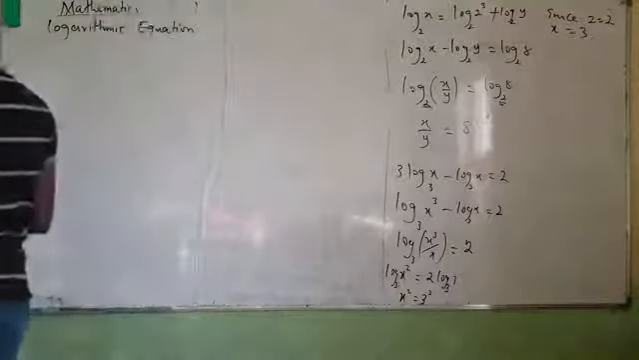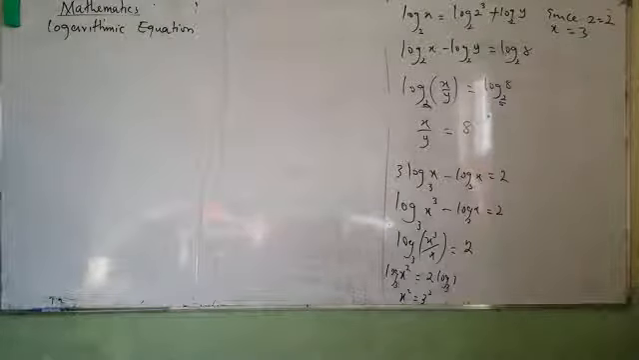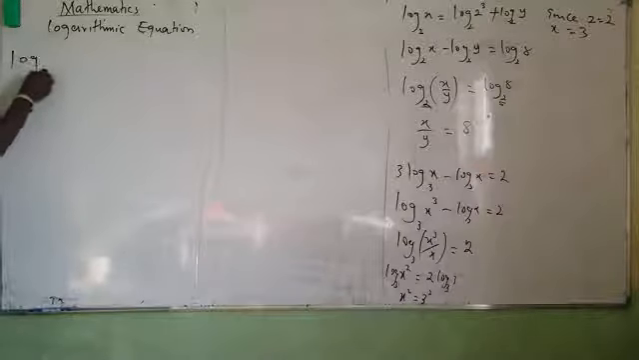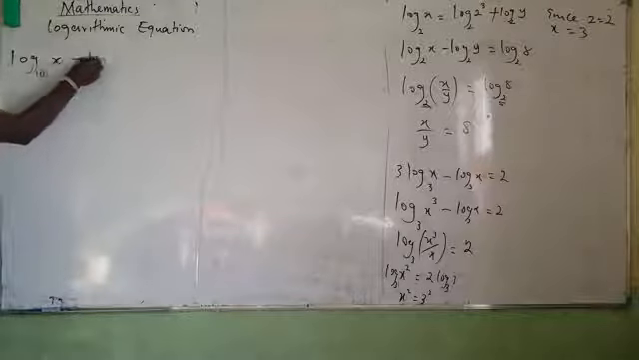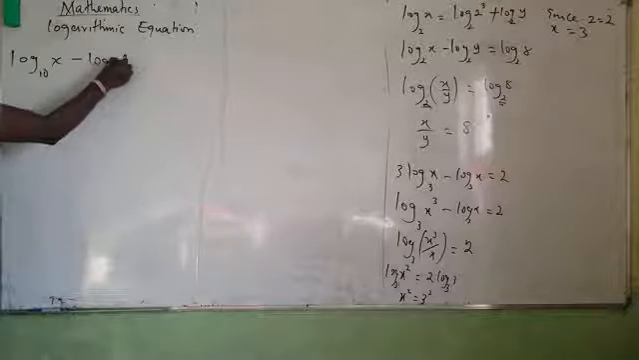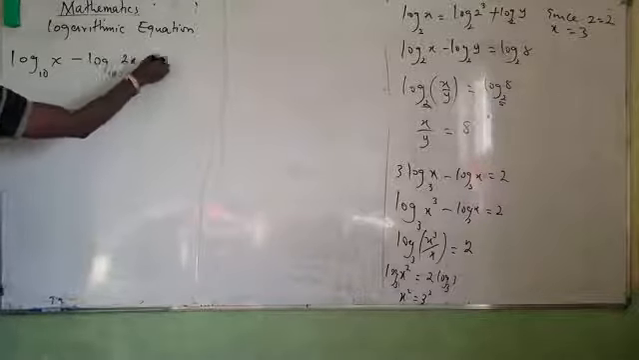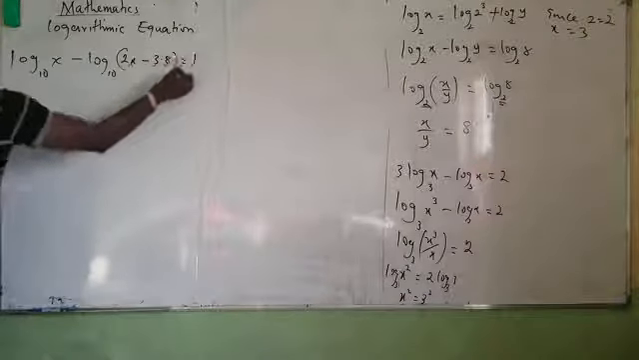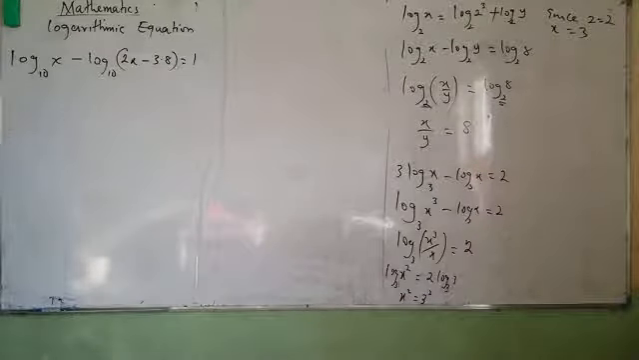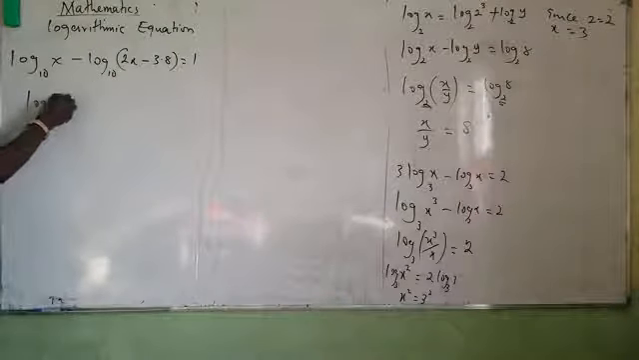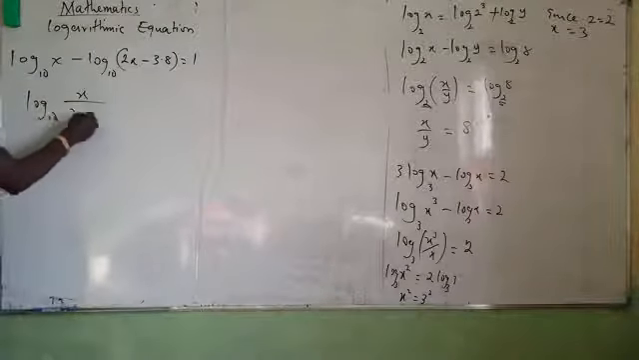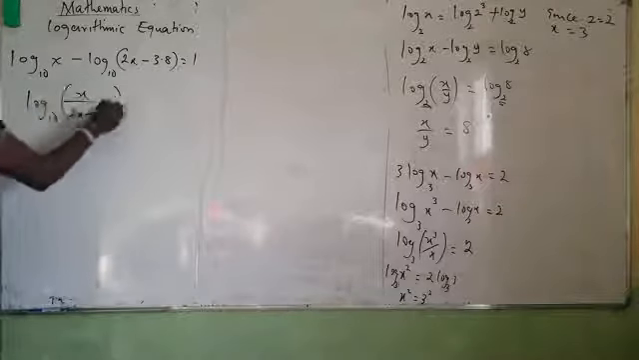Now, look at this question. I have this question that it needs to be solved urgently. Log 10x minus log (2x minus 3.8) equals to 1. I'm finding x. This is very simple. The base is 10, it means log base 10 of x divided by 2x minus 3.8, can you see, equals to 1.